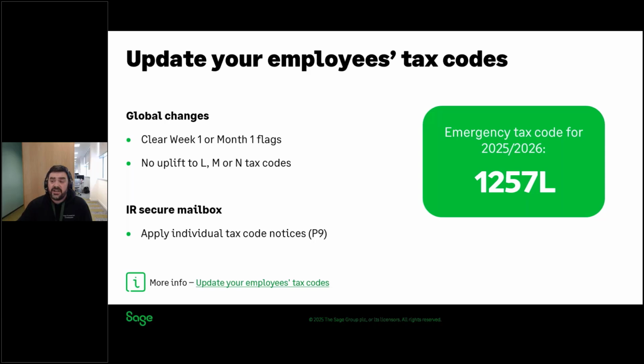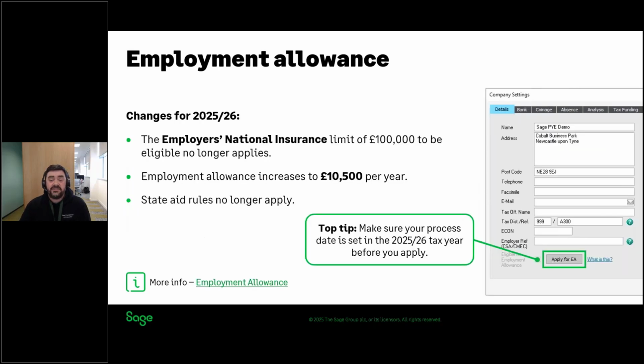The next step on our checklist is to apply for employment allowance if your business is eligible for it. Now, the employment allowance is a government incentive to employ staff. It's available to most employers, but there are some exclusions that apply, and it allows you to reduce the amount of employers' national insurance that you pay each tax year up to the annual allowance amount.